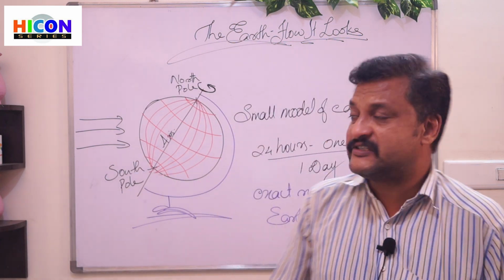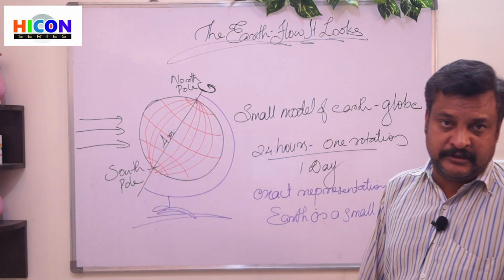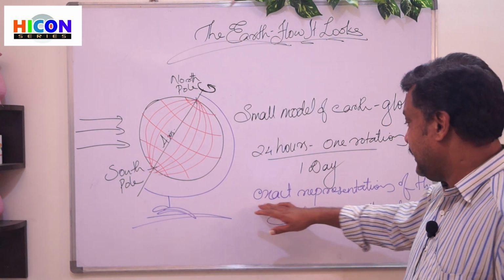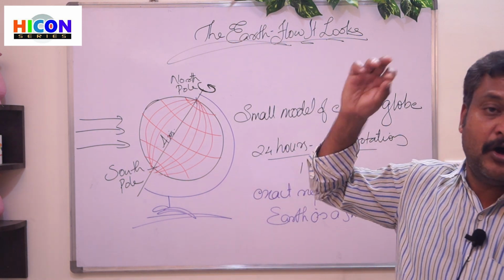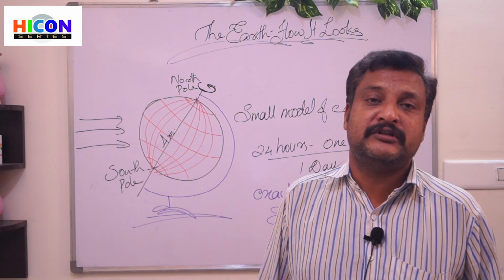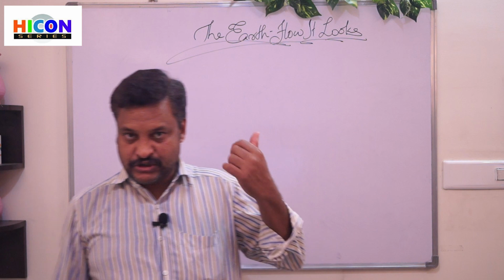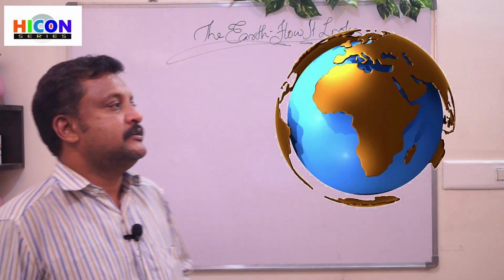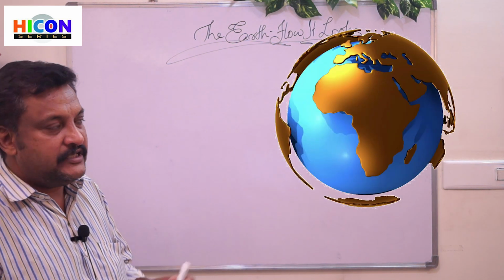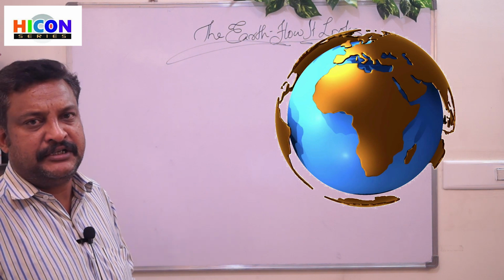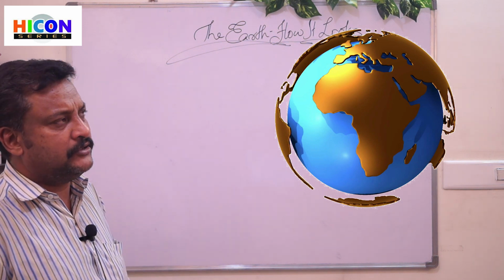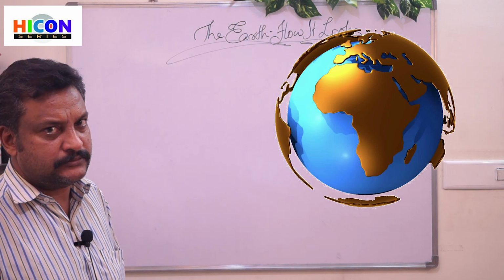A globe is a small model of the earth which has exact representations of all the features that we have on this earth. Right? Okay, now I'll show you a globe. Let us look at this globe. Some part of this globe is colored in blue, and some part of that is colored in brown, isn't it?